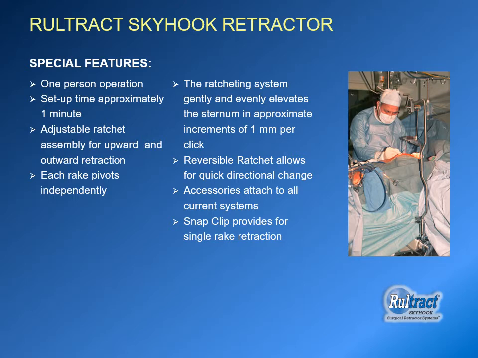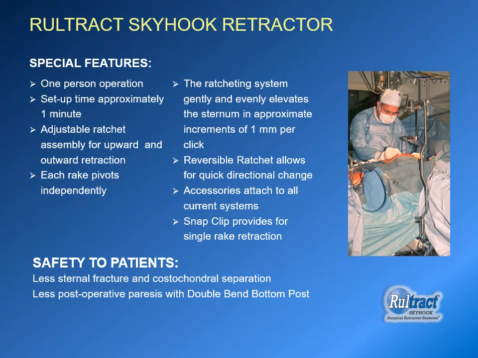The ratchet is reversible, and that allows for a quick directional change if needed. Easy to gear up or also release and come down. There are accessories available, and they are designed now to attach to all current systems on the market for Rultract. And the snap clip provides for single rake retraction as well. So you can use multiple attachments to the snap clip for multiple surgeries.